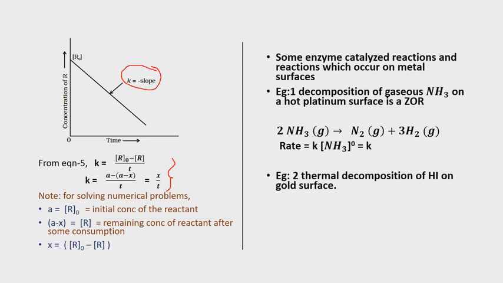When rate equal to K means when rate equal to rate constant, it is a zero order reaction. Example 2, thermal decomposition of HI on gold surface. All these are examples for zero order reaction.